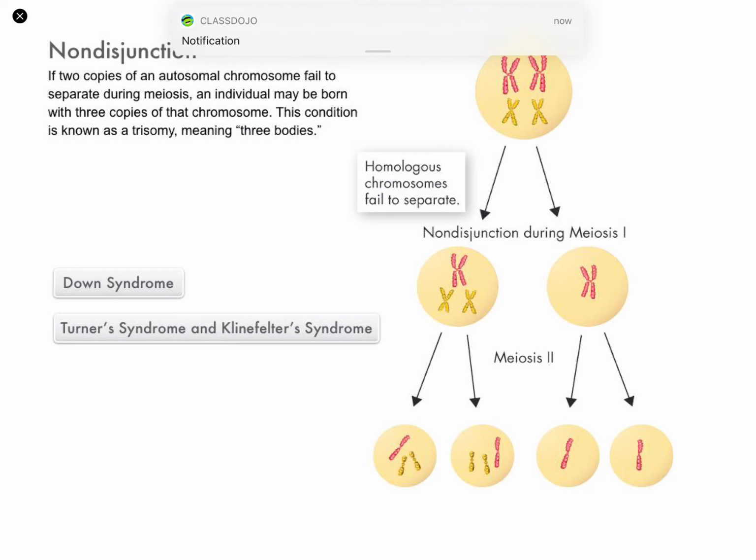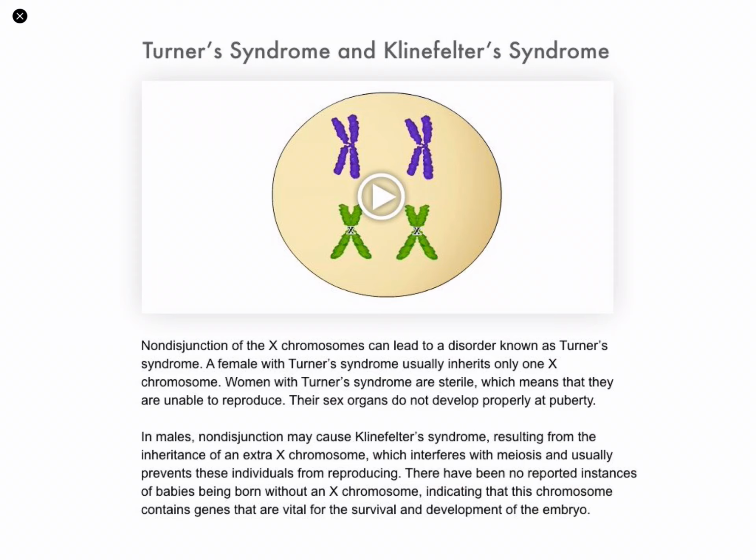Two other examples of non-disjunction occur in a male and a female. Non-disjunction of the X chromosomes can lead to a disorder known as Turner syndrome. A female with Turner syndrome usually inherits only 1 X chromosome. Women with Turner syndrome are sterile, which means that they are unable to reproduce. Their sex organs do not develop properly at puberty. This is the cell on the right side of the picture.